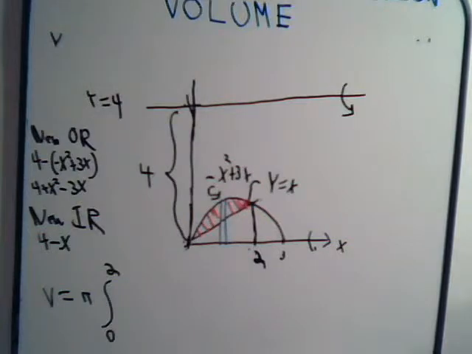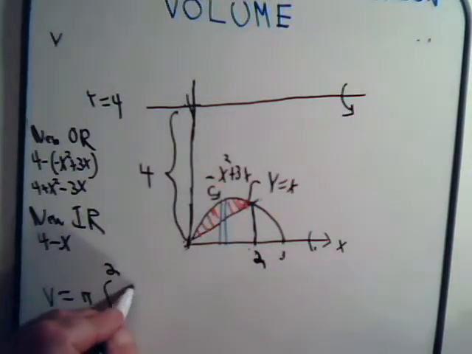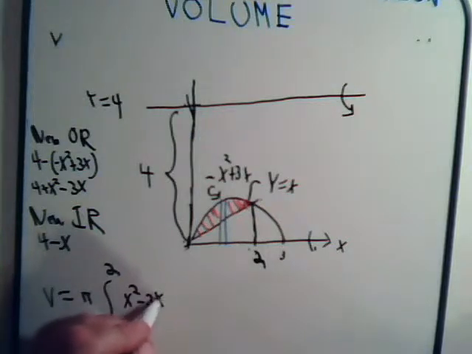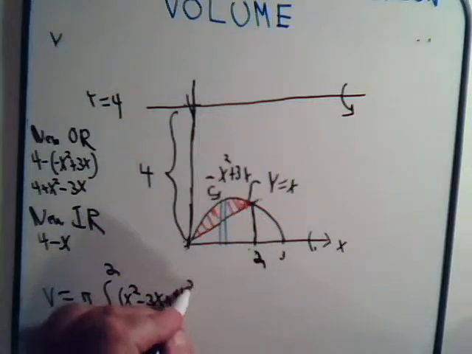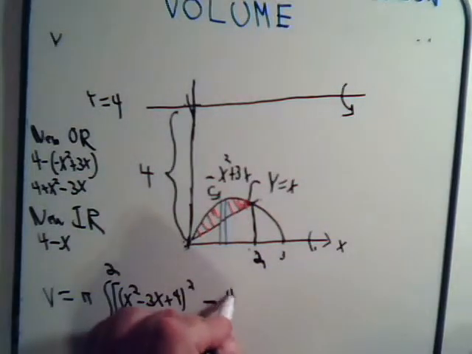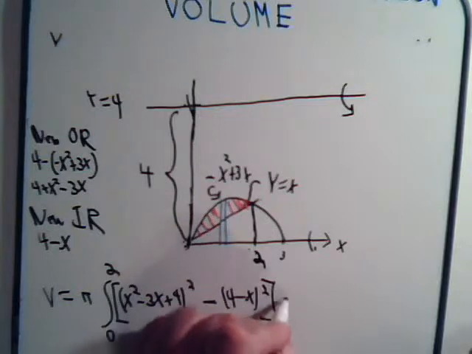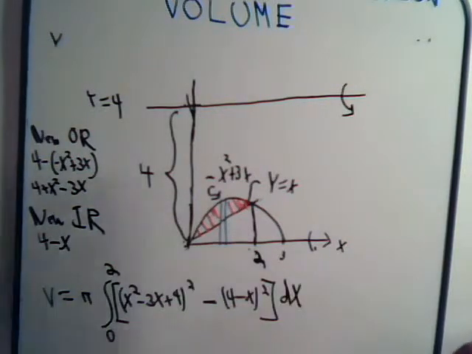And now we're going to have our new outer radius, this, x squared minus 3x plus 4, this quantity squared, minus the new inner radius, that's 4 minus x squared, dx. And that would be our new volume integral.